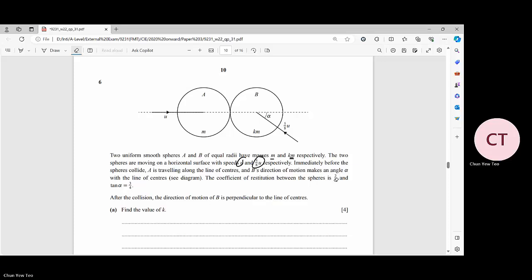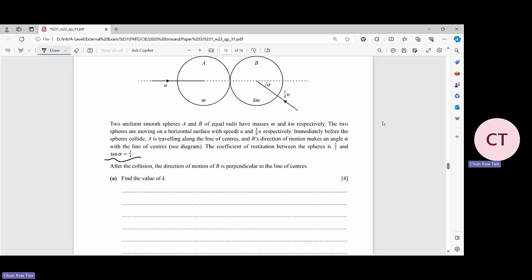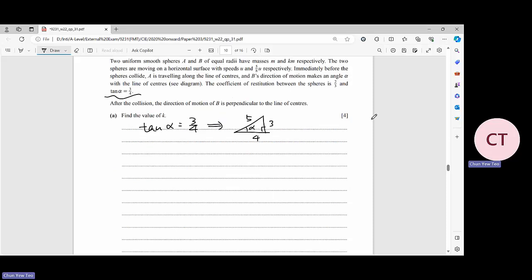Okay. So for this question, actually, everything is in the diagram already. However, we need to do something with this result. First of all, we start from tan alpha equal to 3/4. We can draw a small right-angle triangle here. Put the 3 here, put the 4 here, then you get a 5 using Pythagoras' theorem.